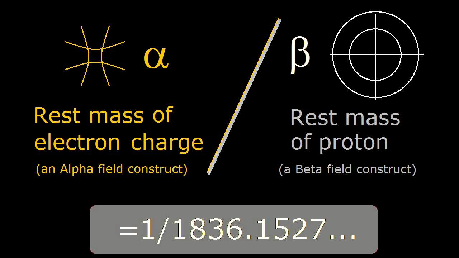If we consider the electron as a bare charge, it has a mass of 1/1836 part of the proton. Why?